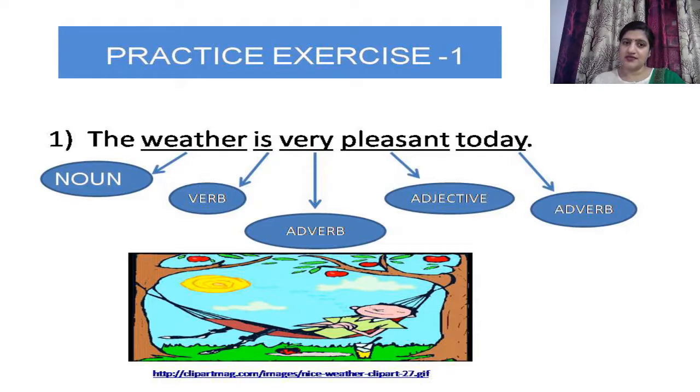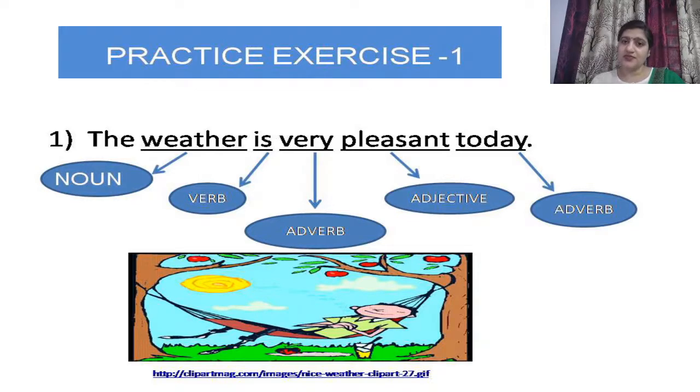Next is a verb that describes state of being. In what state is the weather, right? And then how is the weather? Weather is a noun. It's pleasant. Pleasant is describing the quality of weather, so it has to be an adjective, as adjective describes nouns or pronouns.